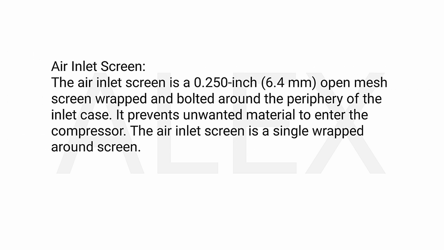Air inlet screen. The air inlet screen is a 0.250-inch, 6.4 mm open mesh screen wrapped and bolted around the periphery of the inlet case. It prevents unwanted material from entering the compressor. The air inlet screen is a single wrapped-around screen.